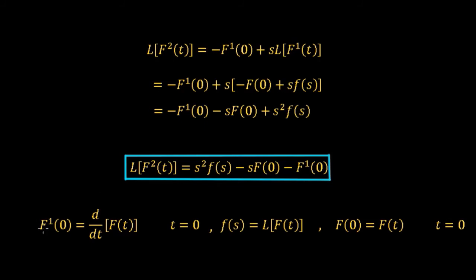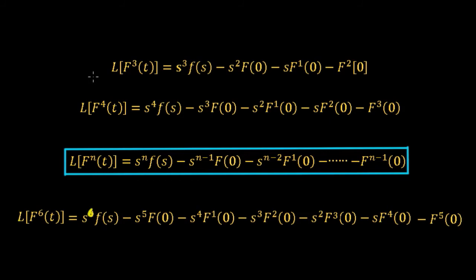So again, this f derivative of 0 is just simply d by dt of our f of t whenever t equals 0. F of s is the Laplace transform of f of t, and f of 0 is equal to f of t whenever t equals 0. So if we were to extend that up to higher orders, we could say that the third derivative is going to be given by this here. We could say that the fourth derivative is going to be given by this here. And if we extend it up, the nth derivative is going to be given by this series here.